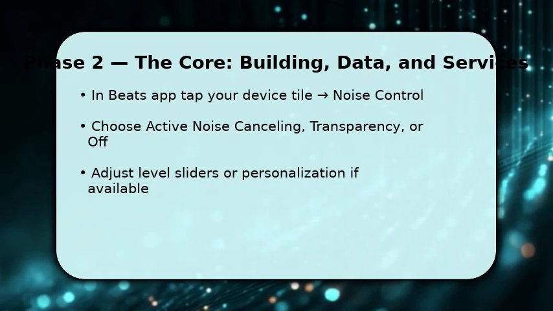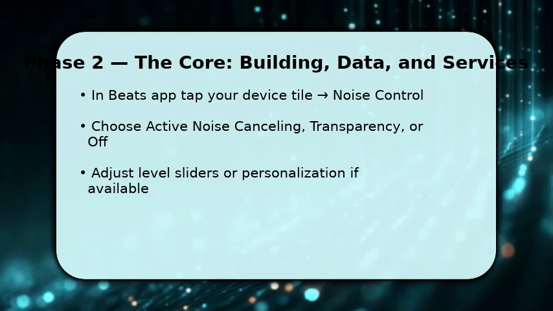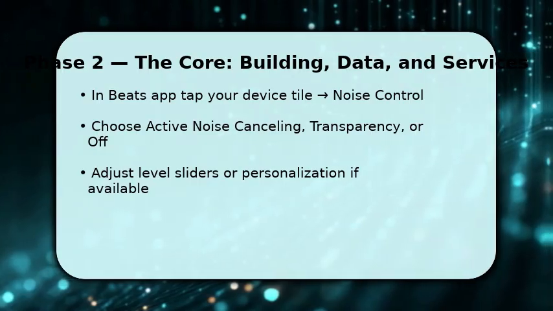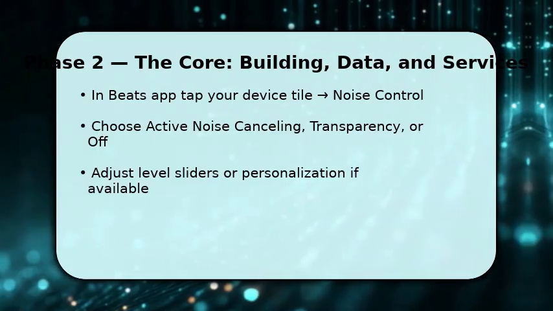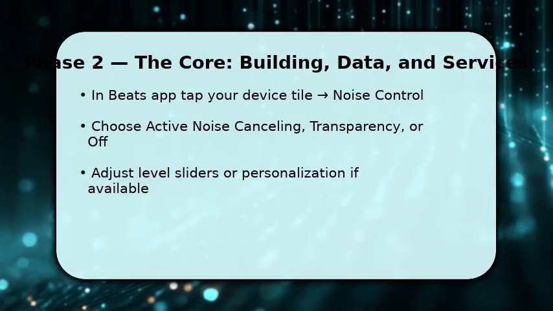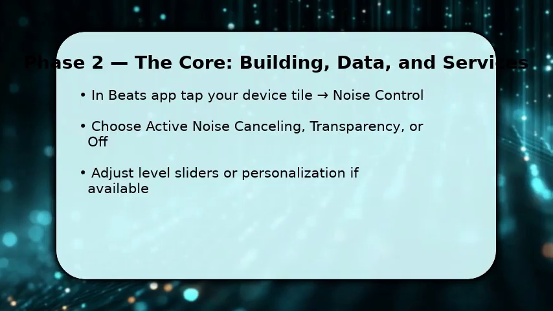Once connected, go into the Beats app and tap the Studio Pro tile to find noise control settings. This is where you enable active noise canceling. Select active noise canceling to turn it on and use the provided sliders or presets to adjust ANC intensity.